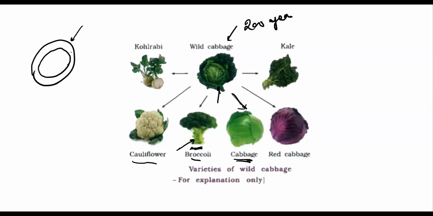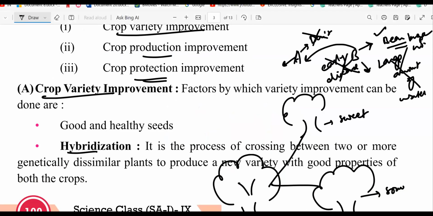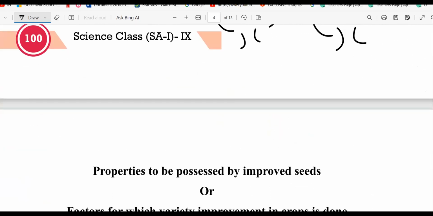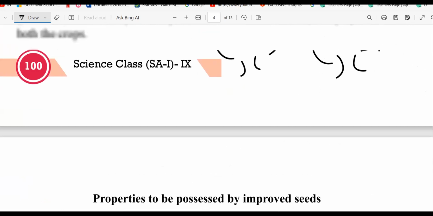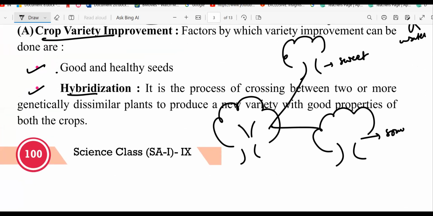So this is very important, that we can improve the quality of crops by various methods, and hybridization is one of the best techniques to improve the quality of the crop. Whatever requirement we have, we can easily change it according to our need. So good quality seeds and proper hybridization are important, okay? Got it? So please note it down. A crop improvement variety factor by which a variety of crop can be grown, noted down. Good healthy seeds, and hybridization, noted down.